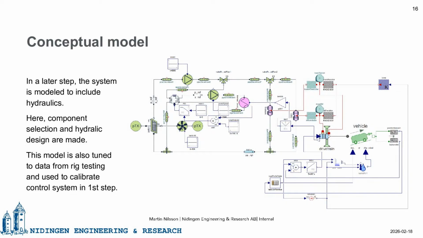Once we have rig testing, meaning data from the real world, which can be scary, we use that data to calibrate these models to see that our pressure losses and flow balances are correct, our thermal masses are adequately represented, and then we can calibrate the control system again.